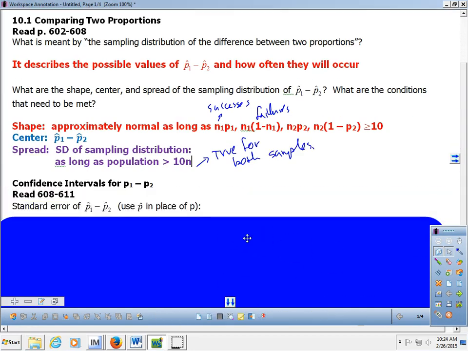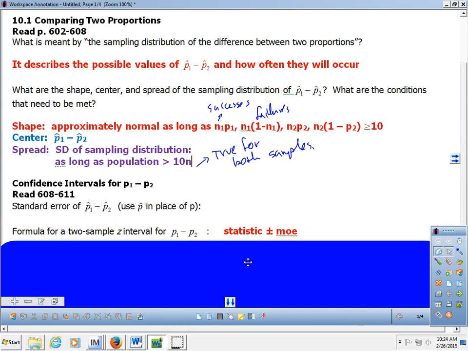And we know what confidence intervals look like. Okay? The formula for a two-sample z-interval, and that's what we're talking about now, called a two-sample z-interval because we're looking at two different samples. We're looking at two different groups. Called a one-sample z-interval before because we were only looking at one group and trying to estimate the proportion for one group. Okay? Well, the formula is still the same. We're going to take our statistic, and then we're going to add and subtract the margin of error. Now, where those come from is going to look a little bit different.